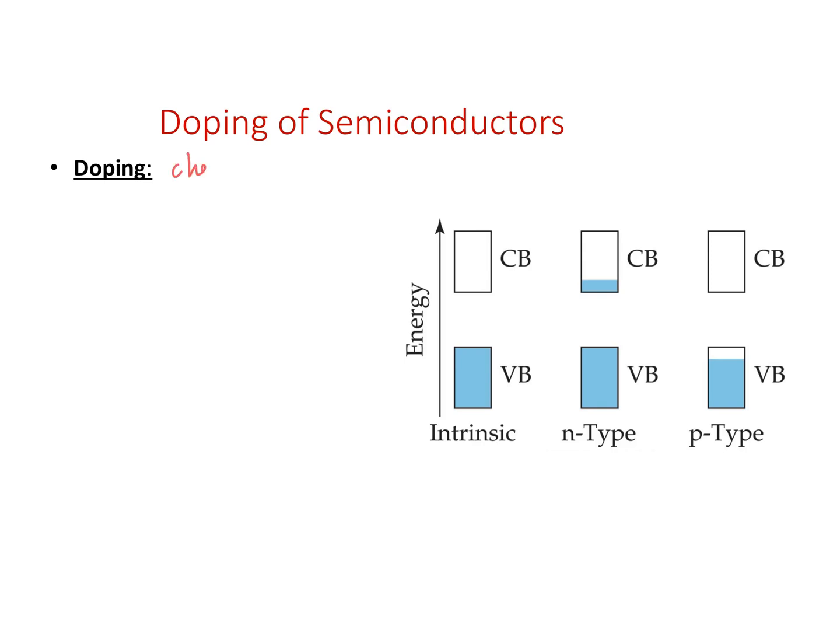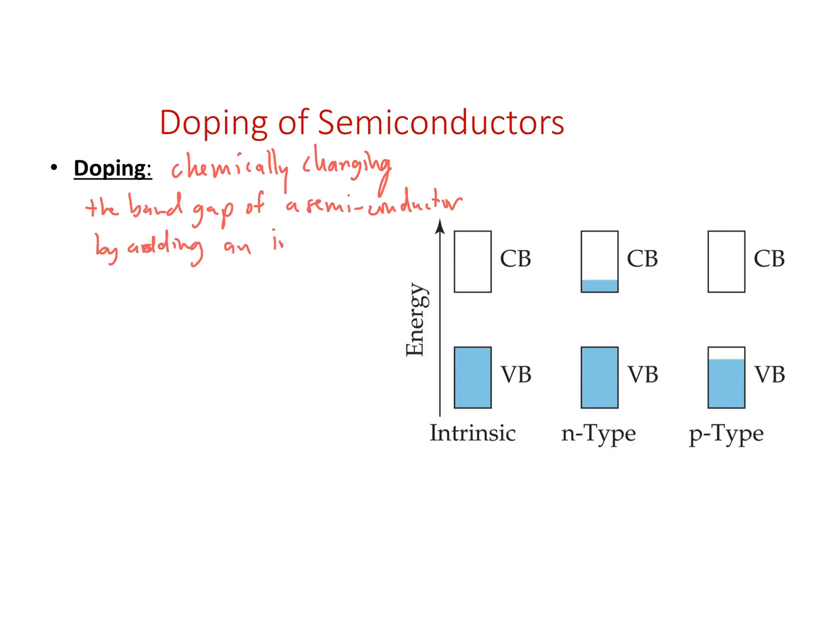So doping is chemically changing the band gap of a semiconductor by adding an impurity into the pure semiconductor.